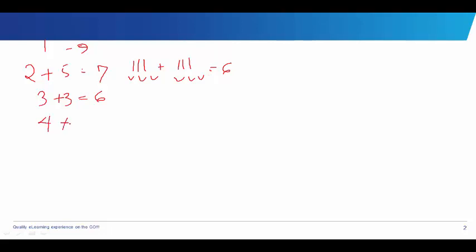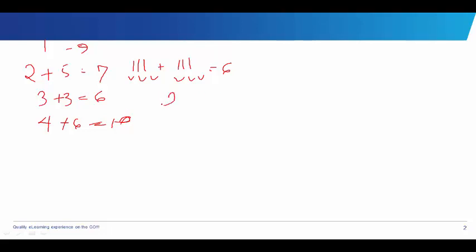Now for addition, the basic principle, the most important thing in addition is to understand how to add up numbers from 1 to 9. So you should know that already. 2 plus 5 equals 7. Okay, 3 plus 3 equals 6. You already know how to count 3 plus 3. So when you count all of them, it gives you 6. 4 plus 6 equals 10. So these are for single digits. We'll now go to double digits.